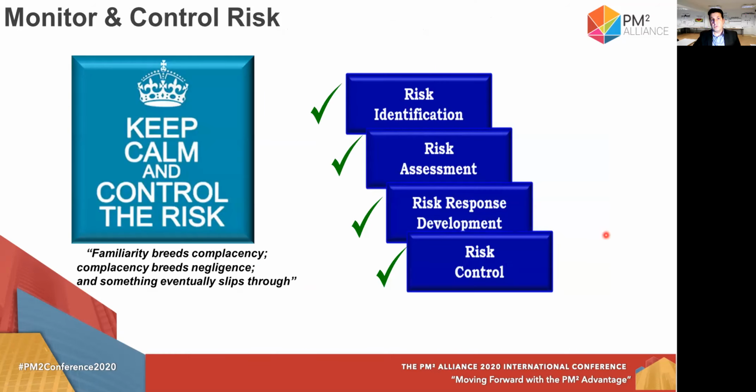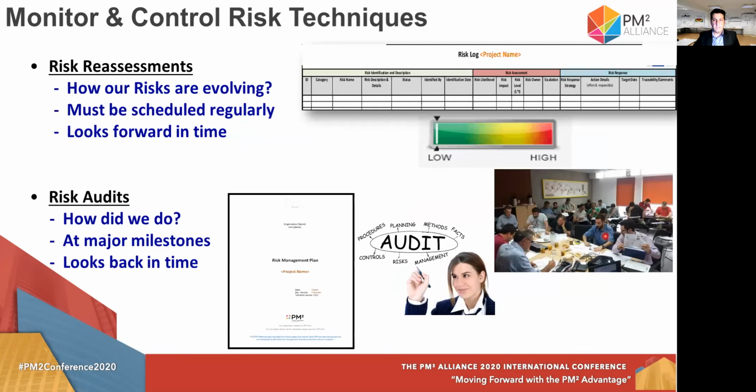The last phase is the monitoring and controlling risk phase. In that phase, two crucial techniques are risk reassessment and risk audits. Starting with risk reassessment, we have to ask ourselves, today, as we are, having already assessed our risks and with a probability and an impact, are our risks evolving or not? Do we have any changes in the probability and impact dimensions of our risks? So we have to look forward in time to see how our risks are moving on.